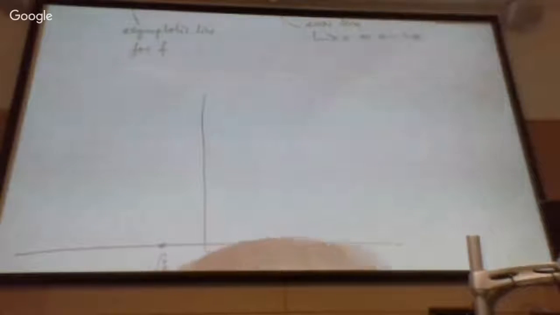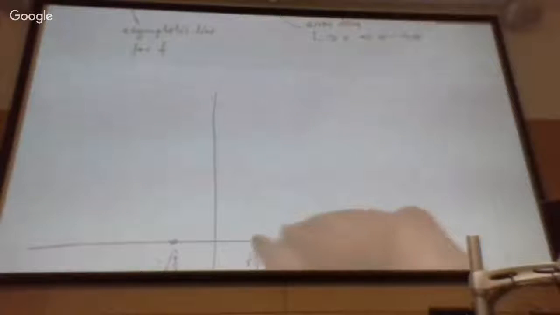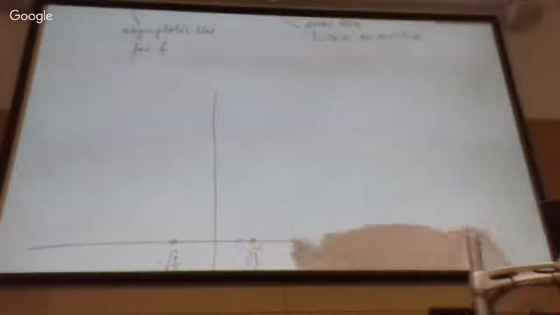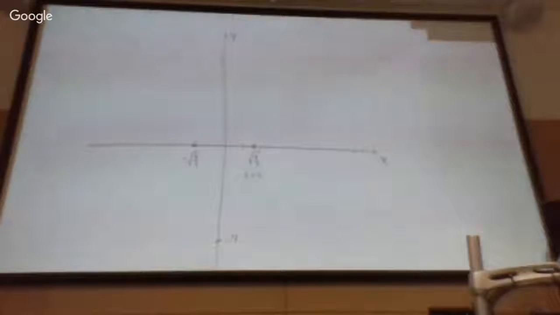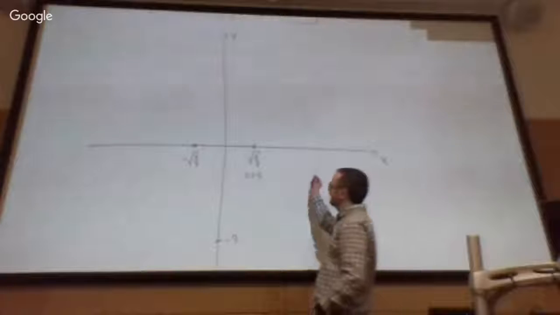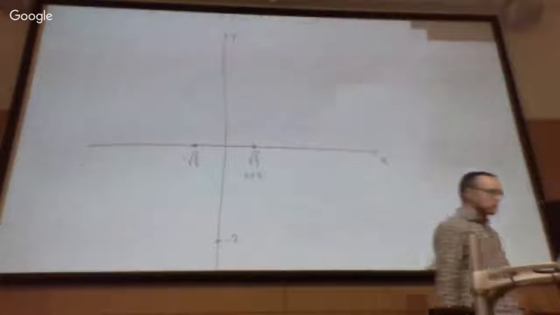Which is approximately 1.5, very roughly. So that's 1.5, 1, 2. So somewhere down here, we're drawing equal scales on the two axes, on the x and y axes. Somewhere down there would be the point -7. This is where the curve is cutting the y-axis.